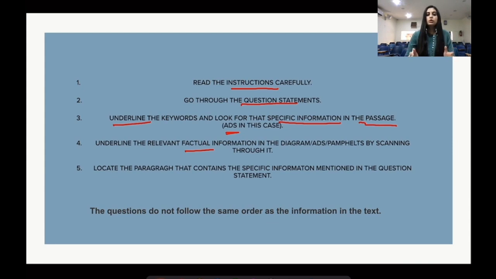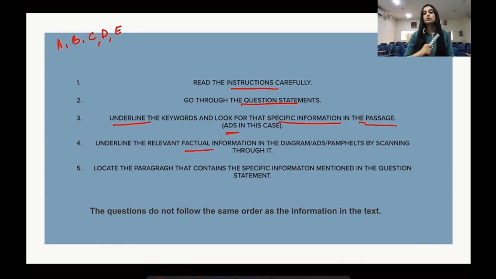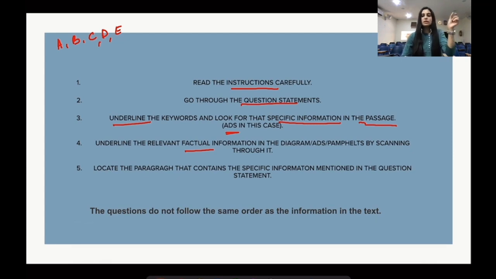Last but not the least, you have to locate the paragraph. Here the paragraphs are lettered like A, B, C, D. Just like in the matching heading questions, here also your paragraphs would be labeled as A, B, C, D, E, and so on and so forth. Remember, in matching heading questions as well, each of your paragraph is lettered. First paragraph is A, second is B, third is C, and so on. So here also the same thing will be happening. So locate the paragraph that contains the specific information mentioned in the question statement.